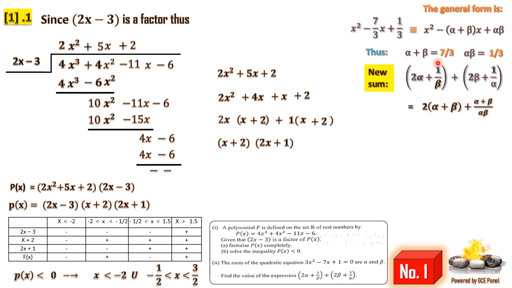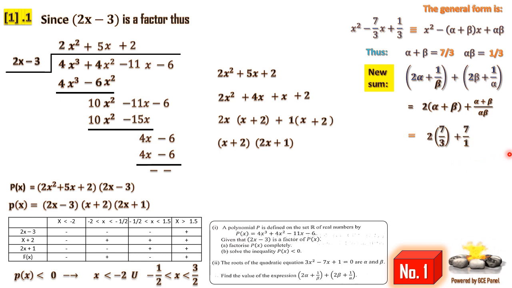We already have the value: alpha plus beta is 7 on 3. So you have 2 into 7 on 3 plus alpha plus beta, 7 on 3, all on alpha beta. So 7 on 3 divided by 1 on 3 is just going to give us 7 on 1 here. And the final answer is 35 on 3. This is where this question ends.